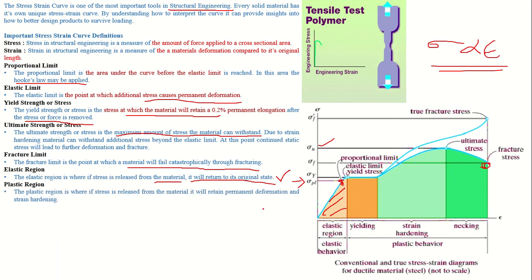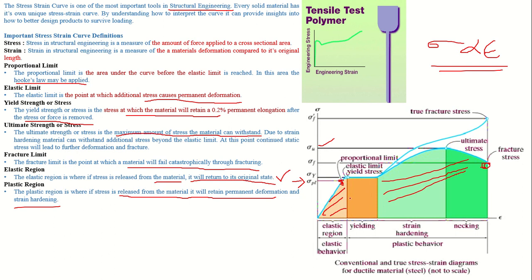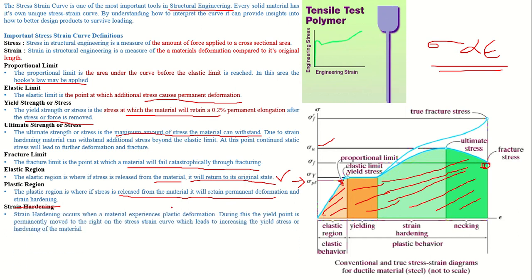Now, what is the plastic region? The plastic region is where, when the stress is released from the material, it will retain a permanent deformation. In this region the material will definitely have permanent deformation; it will not regain its original shape and size. Then what is strain hardening? Hardening occurs when the material experiences plastic deformation, meaning the material is permanently moved to a particular state at any point of the stress strain curve.